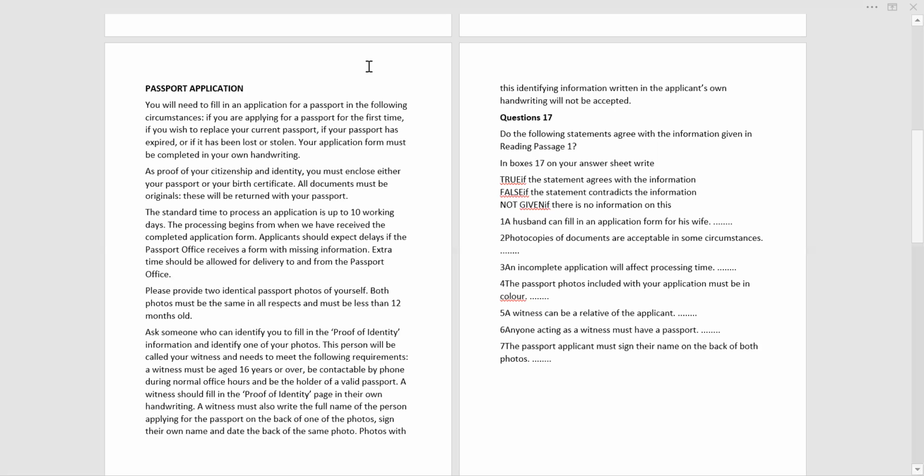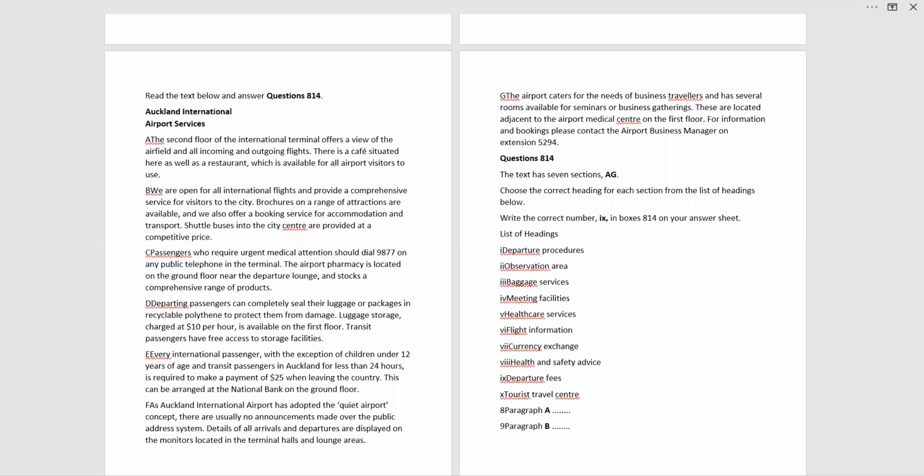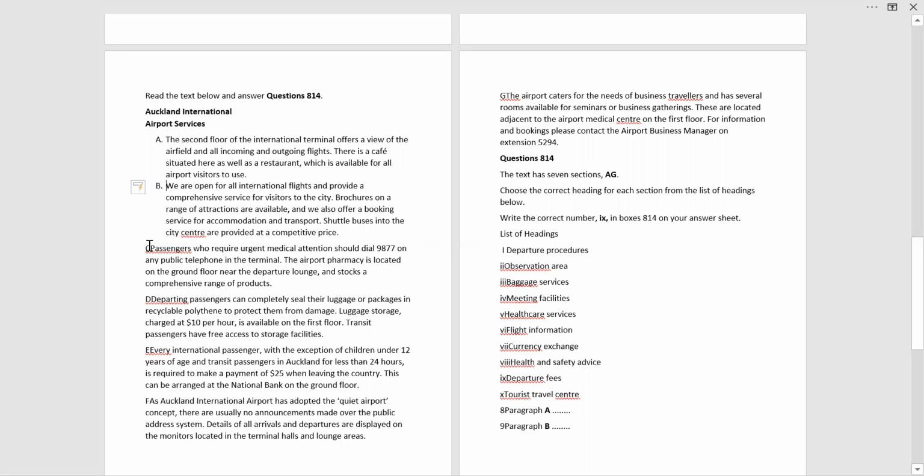Now moving to the next one. This is the next where it says Auckland International Airport Services. Right. So you see here, it has given us a list of headings and there are paragraph numbers given. The numbering you can see. This is A paragraph. And according to the paragraphs, you have to find out the right list of headings here.